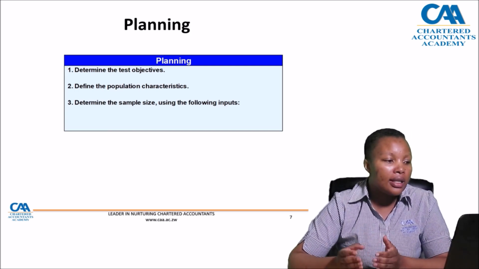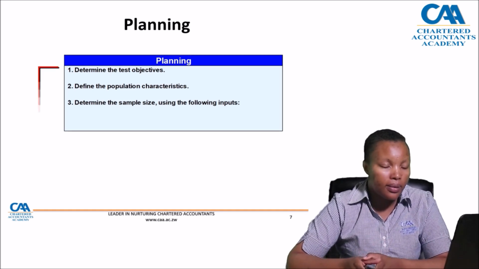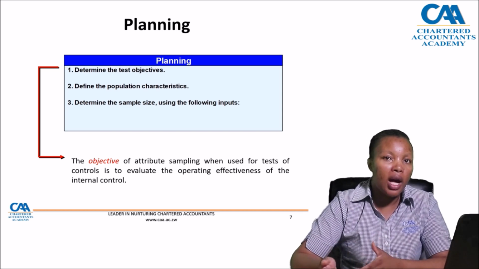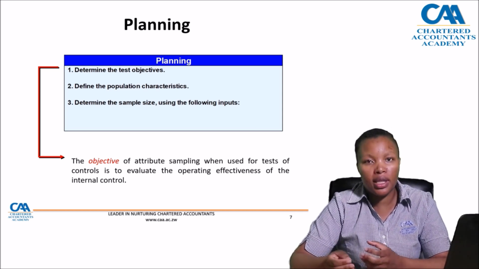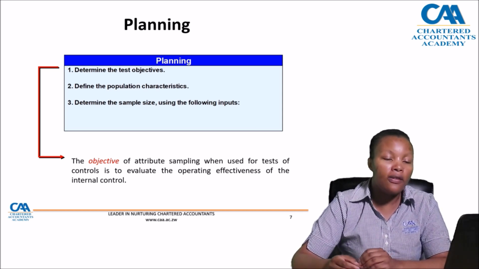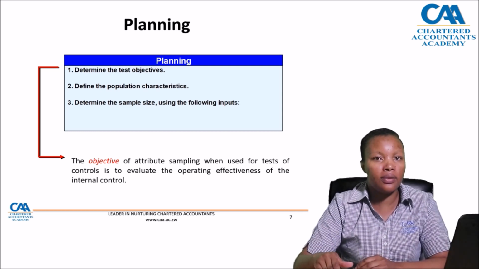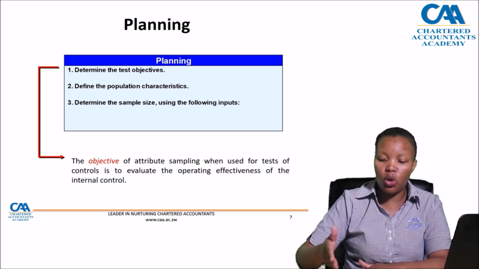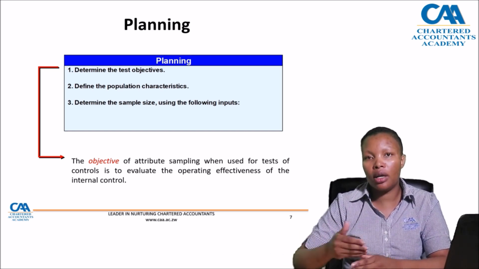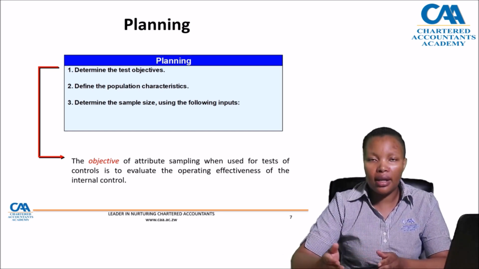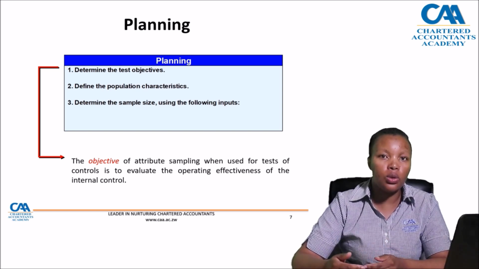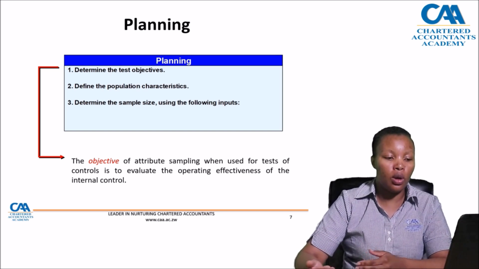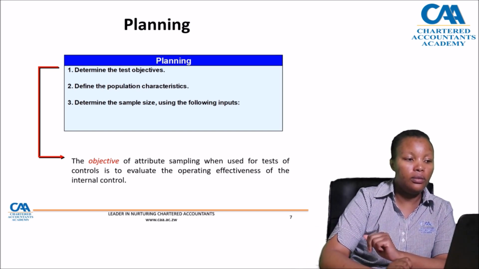In terms of determining your objectives, which is the first stage of planning, the objective of attribute sampling when used in test of controls is to evaluate the operating effectiveness of a control. And your control could be pre-numbering, or your control could be a signature on an invoice. That is the control that you want to determine whether it is operating effectively or not operating effectively.